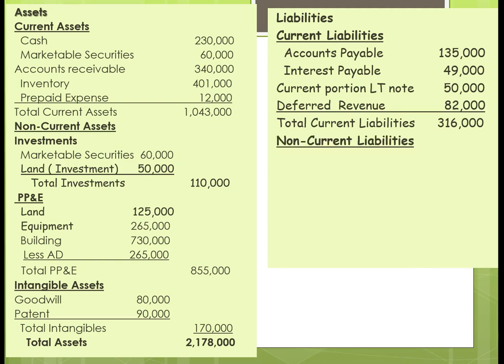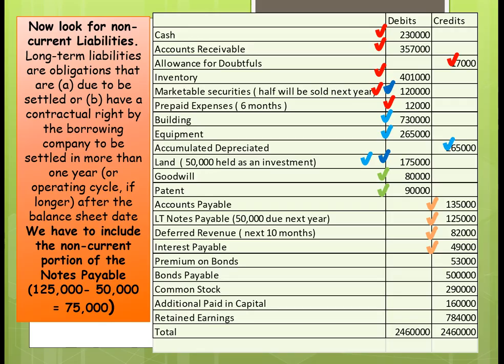Now we're going to look at our non-current liabilities. These are long-term liabilities, obligations that are due to be settled, or have a contractual right by the borrowing company to be settled, in more than 1 year or the operating cycle, whichever is longer, after the balance sheet date. We have to include the non-current portion of the notes payable, which is $75,000. So now we're going to check these off. We've got the $75,000 there. We've got premium on bond, which is an adjunct account. We've got the bonds payable.